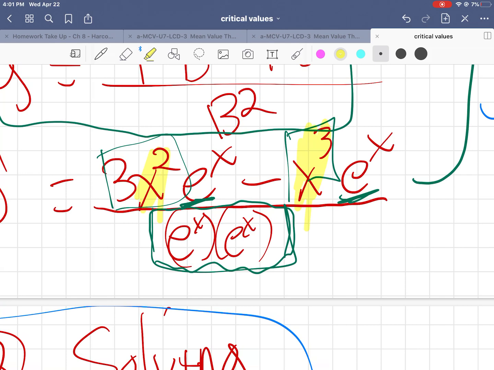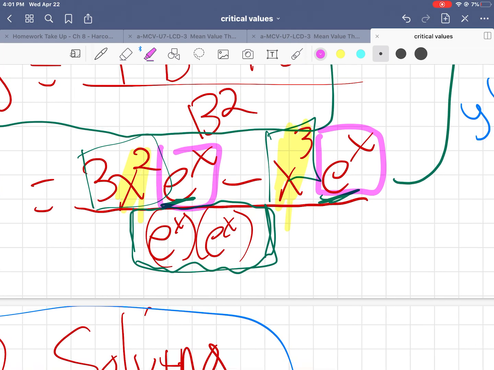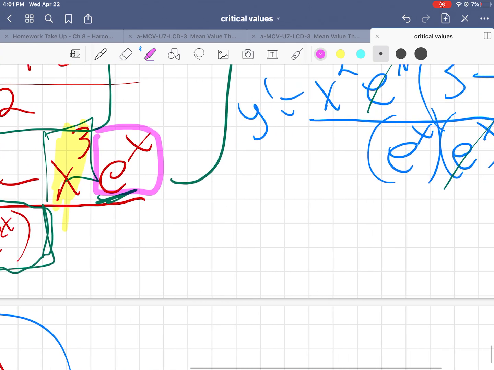Well, what's the greatest common factor? So what's the highest shared exponent? x squared. That's a common factor. e to the x and e to the x, that's a common factor. So what we're going to do is factor that out of the numerator, x squared and e to the x.